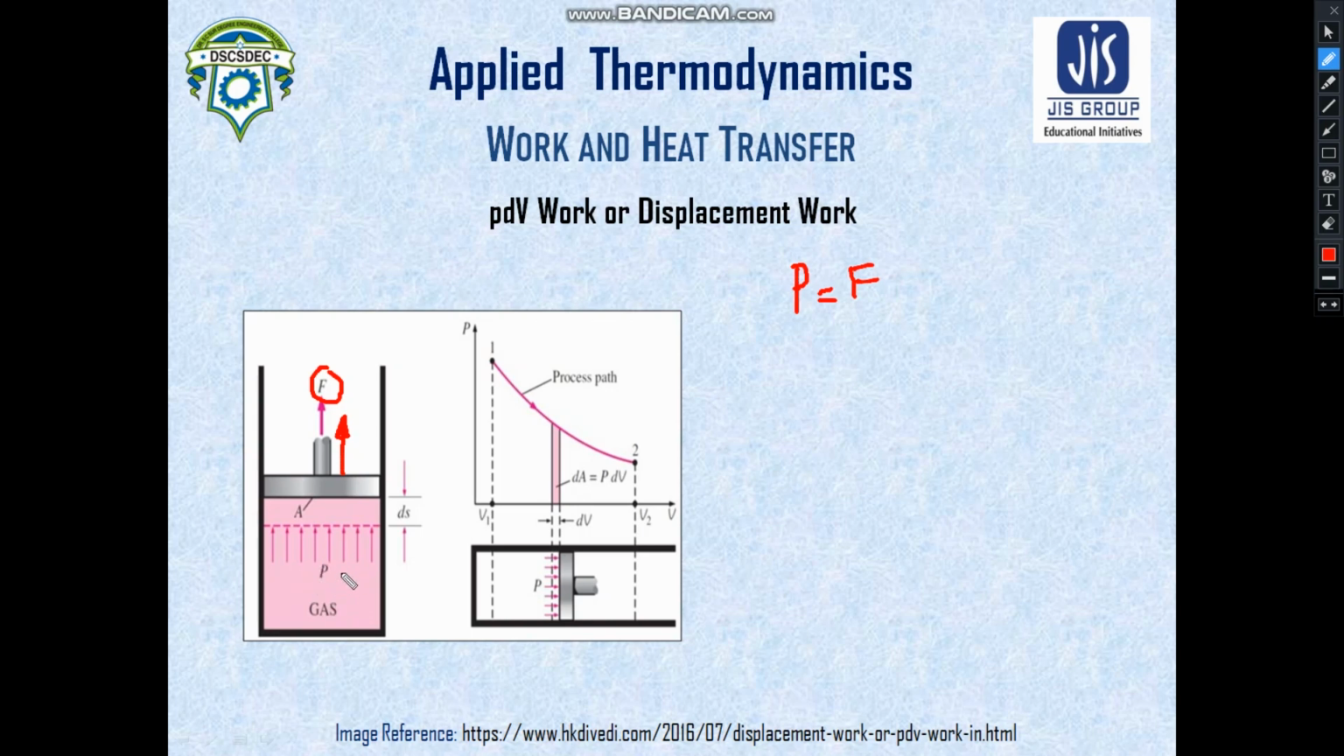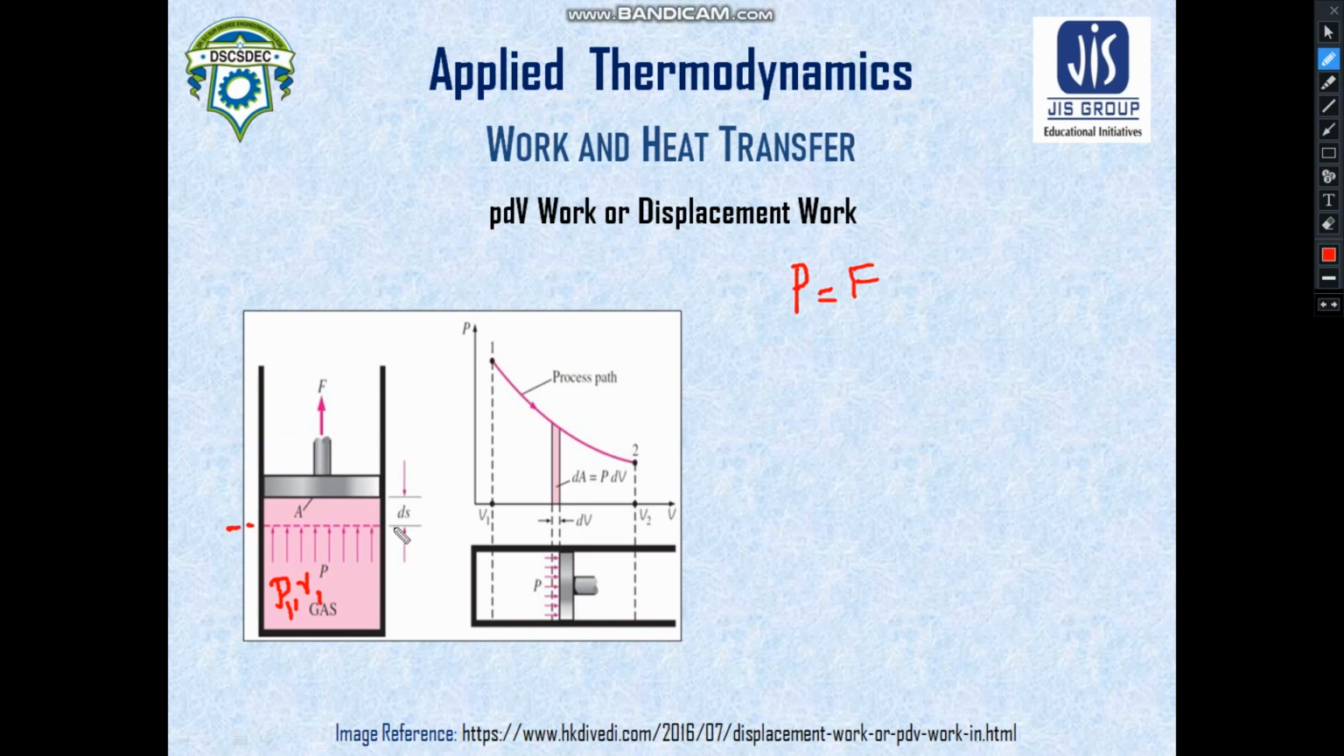So the expansion of the gas is taking place, as well as the piston is moving in the upwards direction. Let us take a certain amount of expansion has taken place. Let us consider this is the initial state and the final state. I am sorry, there is no need to draw the diagram here.